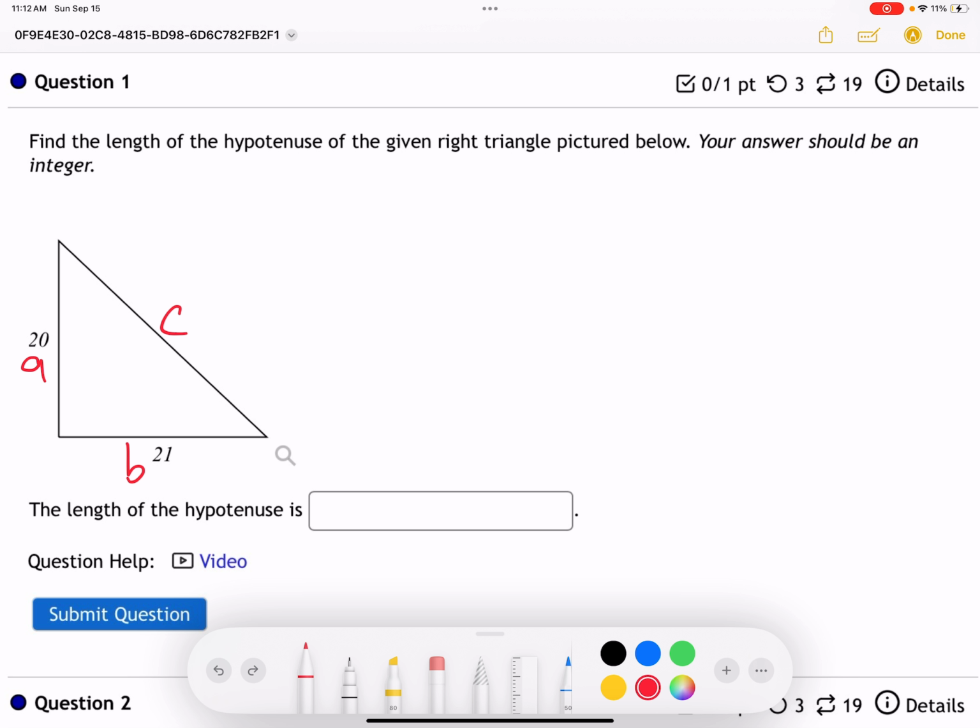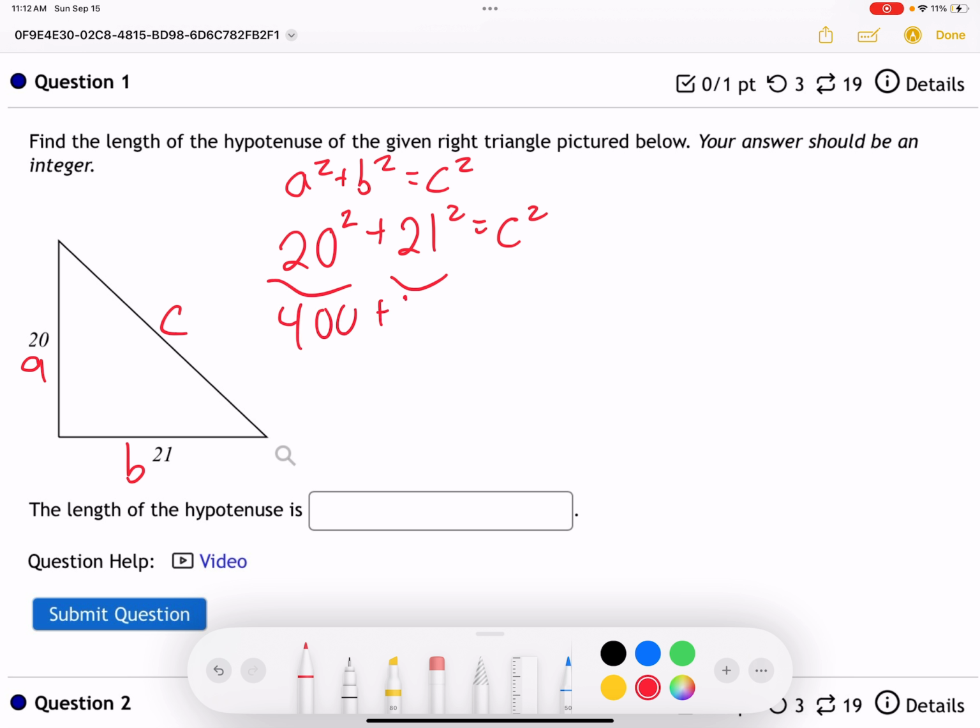All right, so we do a squared plus b squared equals c squared. I'll start off writing down my formula. A squared would be 20 squared. B squared would be 21 squared equals c squared. This is 400 plus 441 equals c squared. Remember, to square something is multiplying it by itself, so I'm just doing 20 times 20 to get this, 21 times 21 to get this.